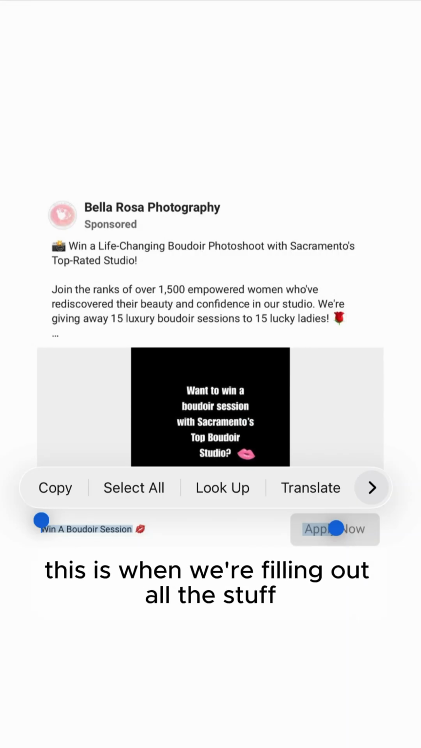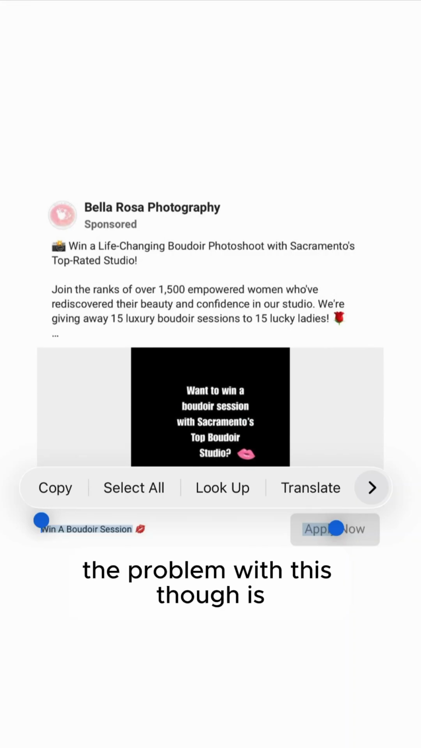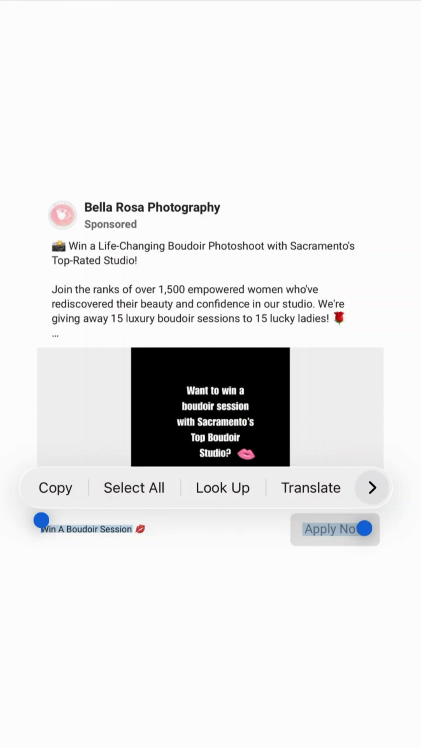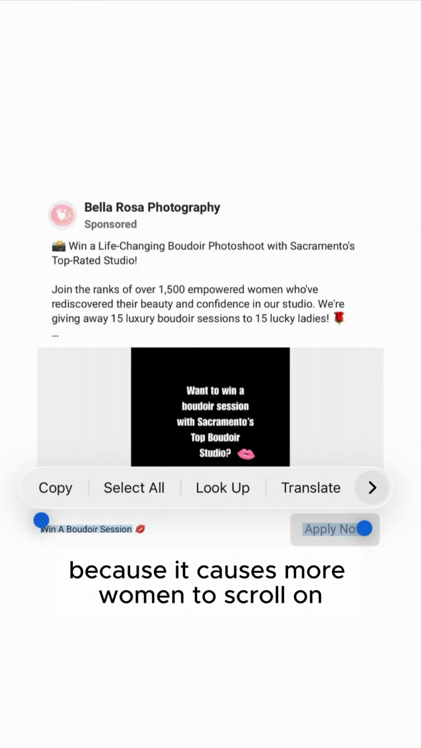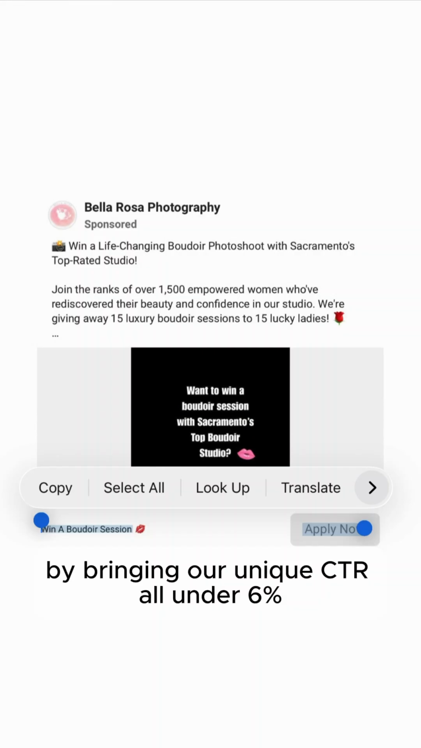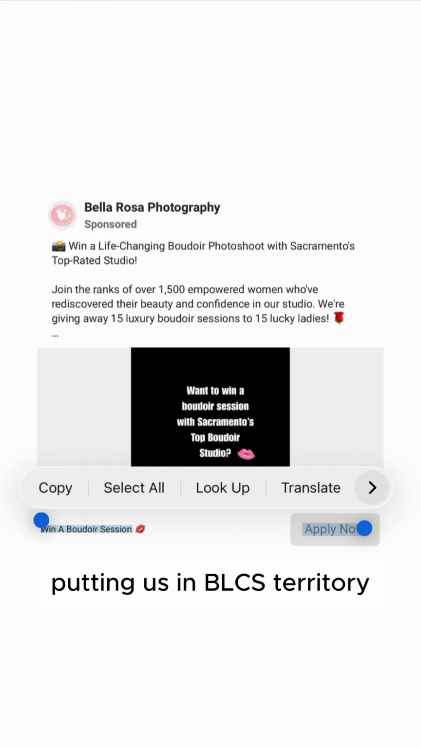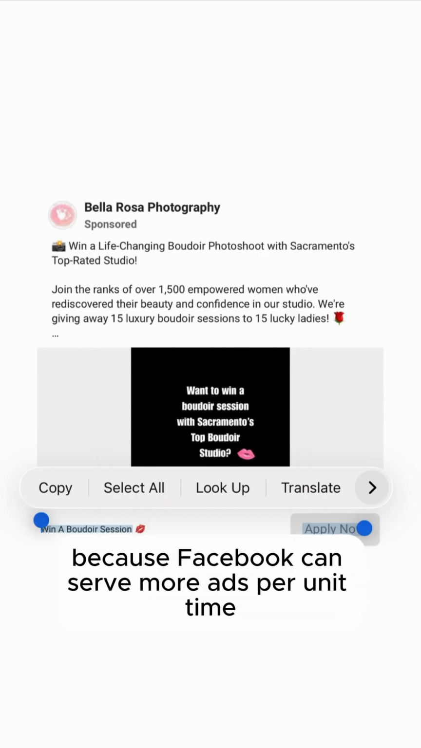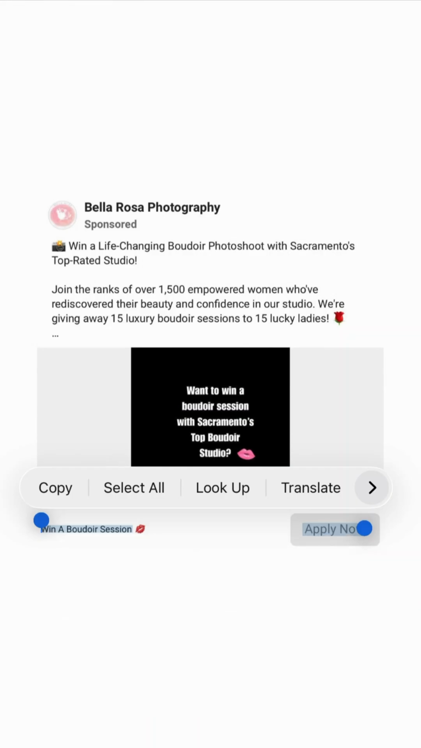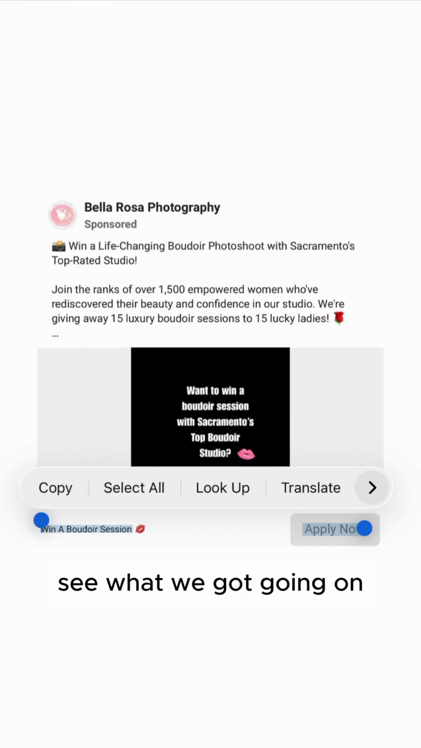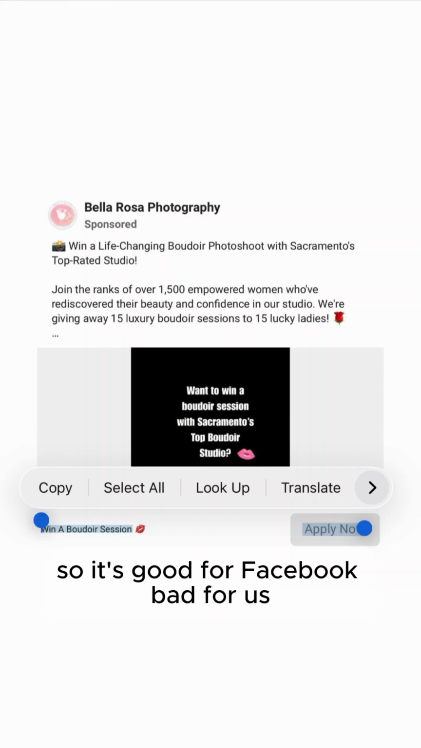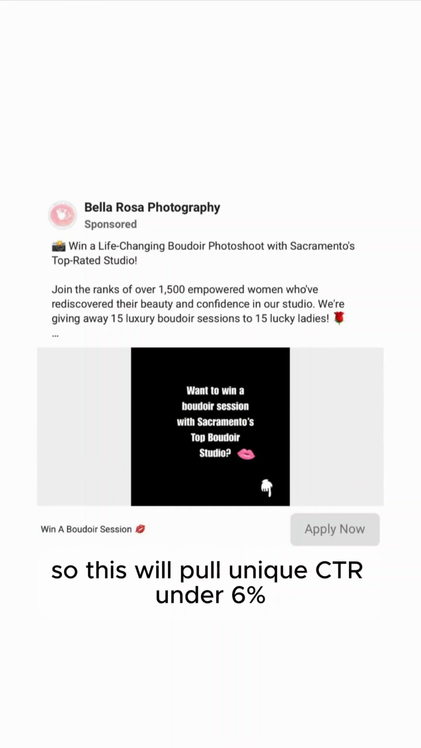So this is when we're filling out all the stuff Facebook recommends for us to fill out. The problem with this, though, is that Facebook's recommending us to fill these out because it causes more women to scroll on by, bringing our unique CTR under 6%, putting us in BLCS territory. And Facebook wants that because Facebook can serve more ads per unit time because more women are scrolling by our ad per unit time. They're not clicking in to read more, see what we got going on. So this is good for Facebook, bad for us. So this will pull unique CTR under 6%.